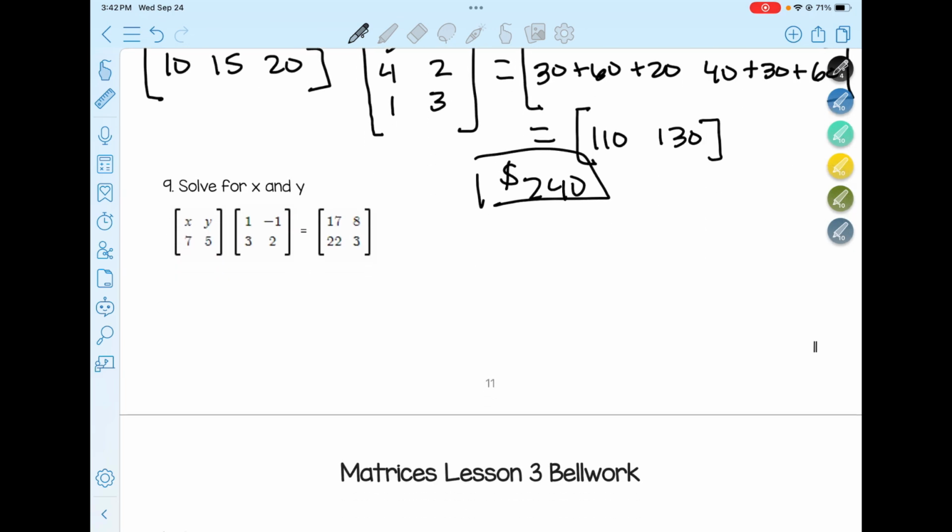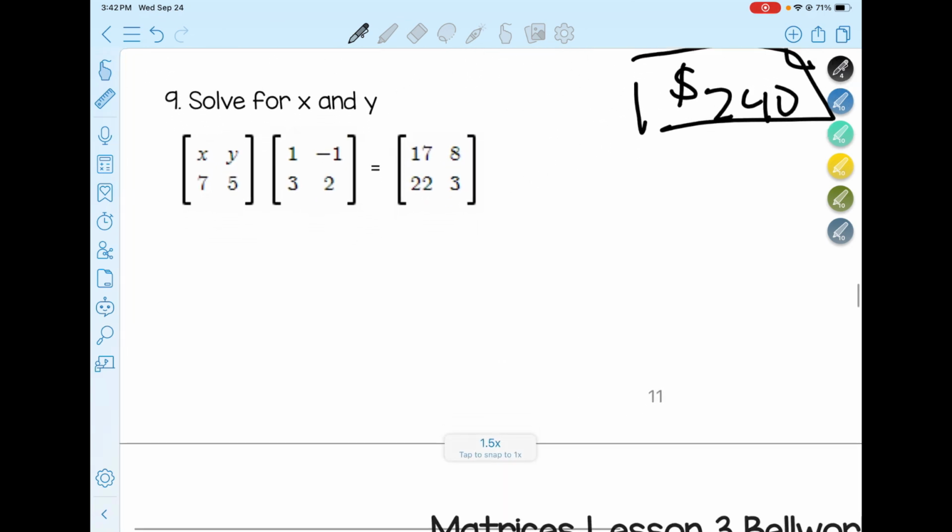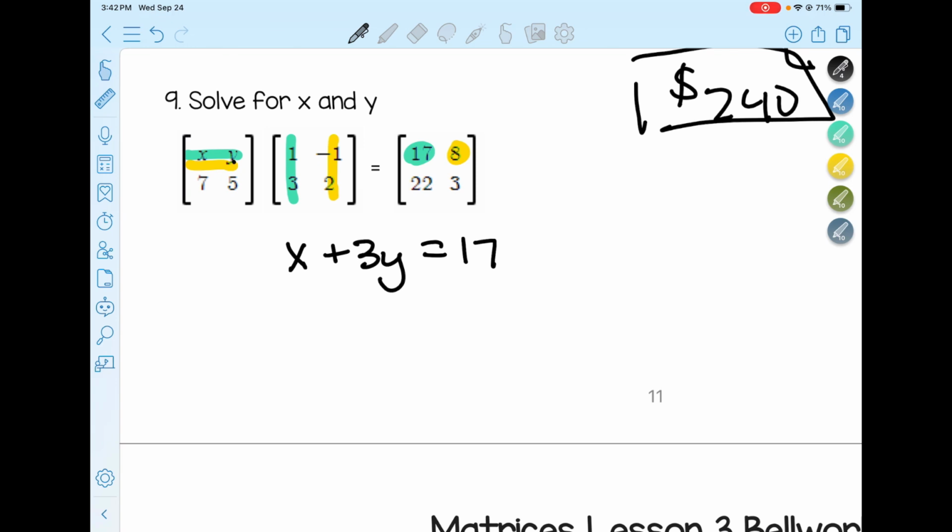Okay, this last one right here is similar to what we were talking about yesterday when we were talking about creating a system of equations. We're going to do the same thing here. We're going to create a system of equations. This time, however, we're going to go row times this column for one equation, and that should equal 17. Then to create another one, we're going to go this row times this column, and it should equal 9. So I go x times 1, which is x, y times 3, which is 3y, and this should equal 17.